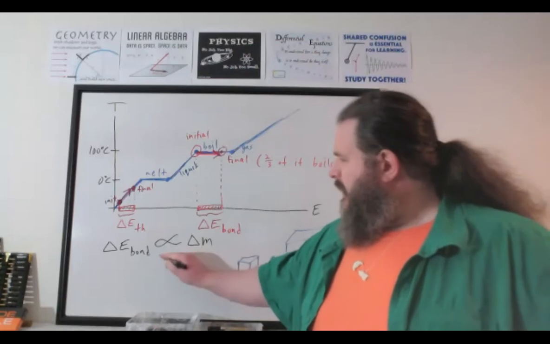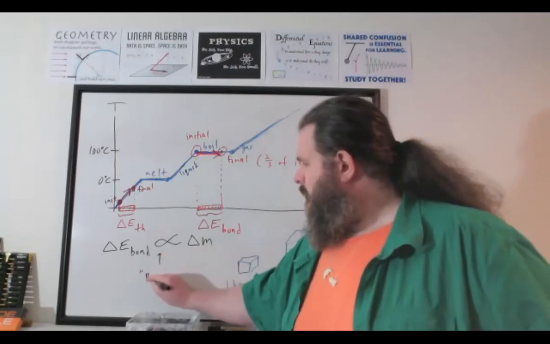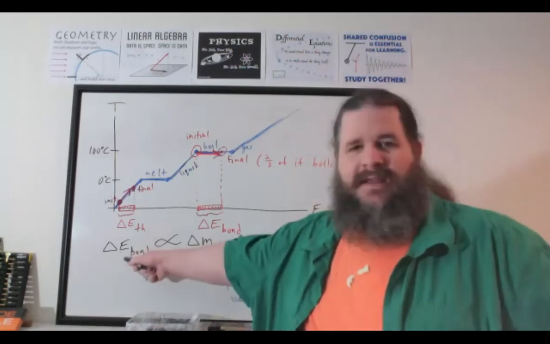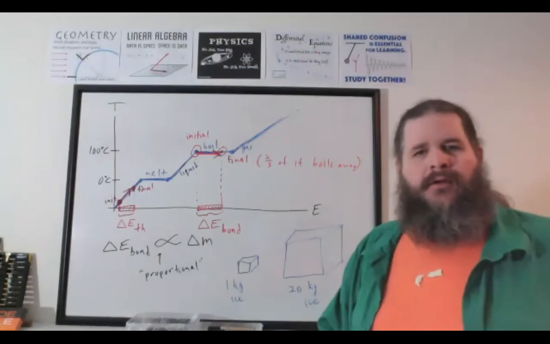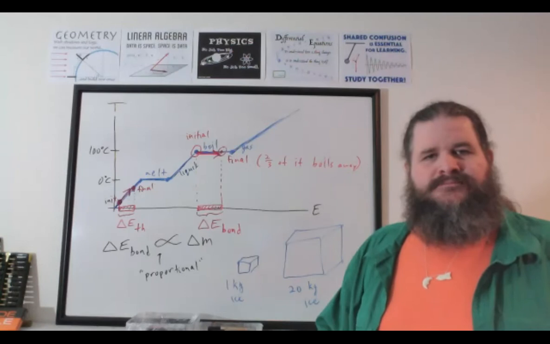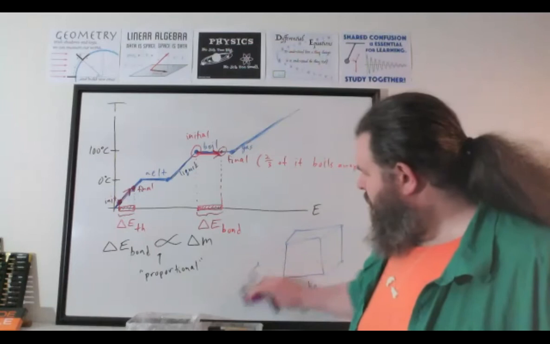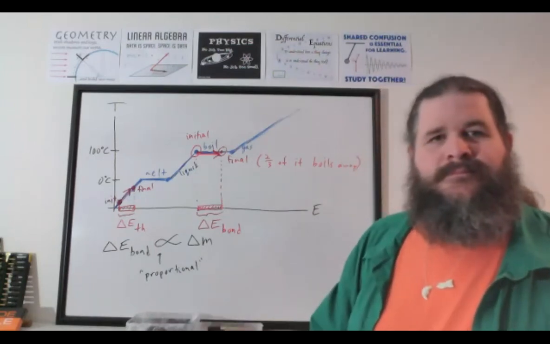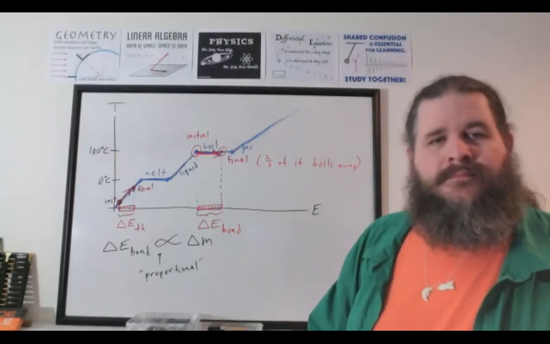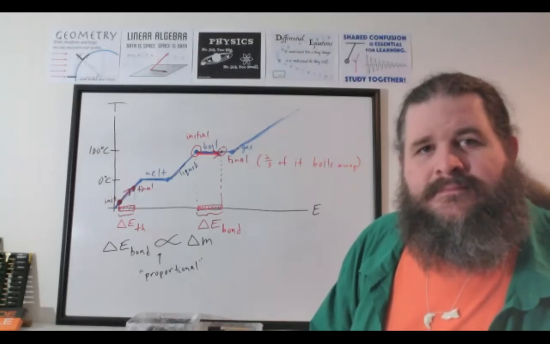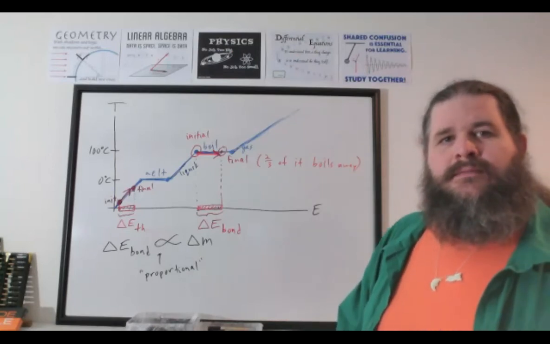Have you seen this proportionality symbol before? If we say that delta E bond is proportional to delta M, what does it mean if 2 quantities are proportional to each other? Is it like they follow the equation y equals, sorry, y equals what? Like kx, where k is a constant?